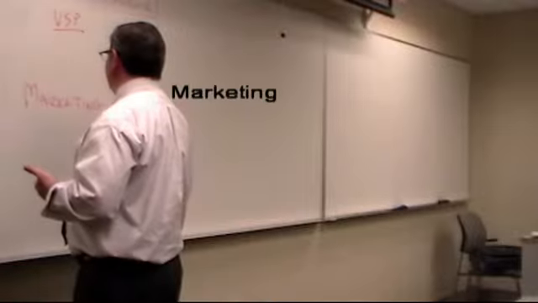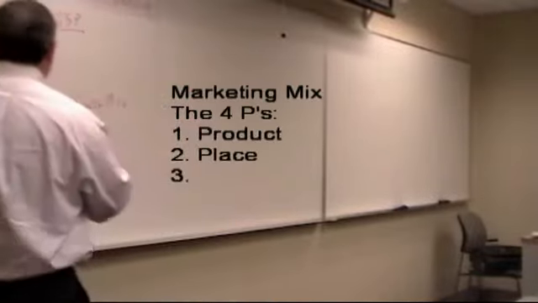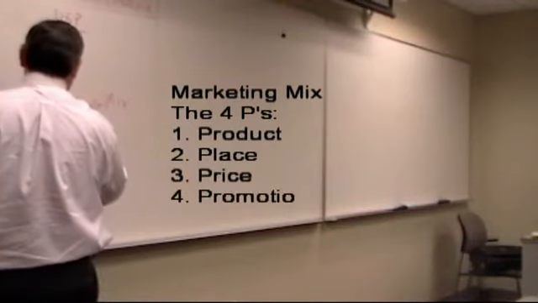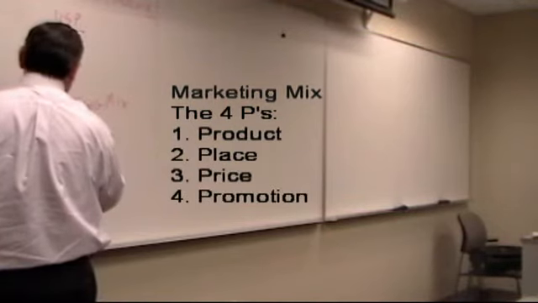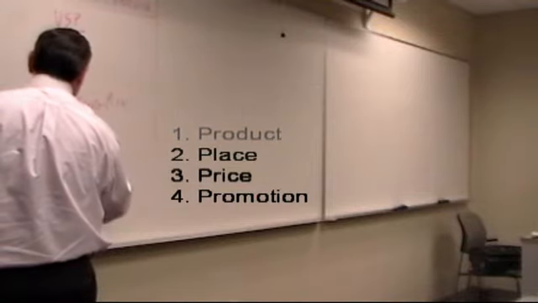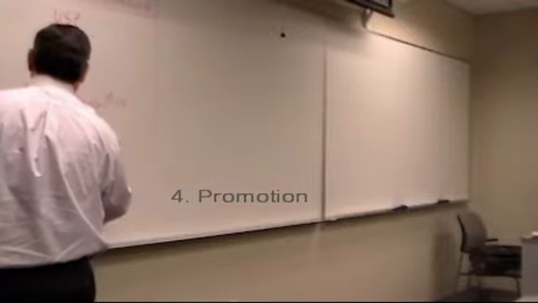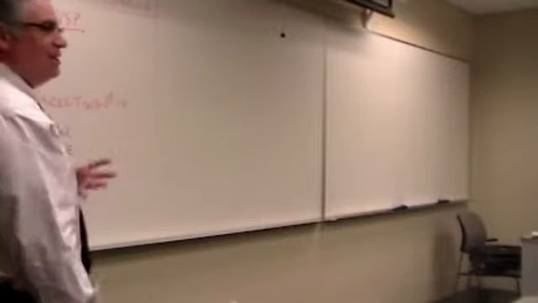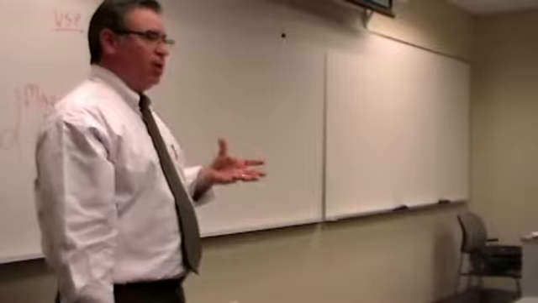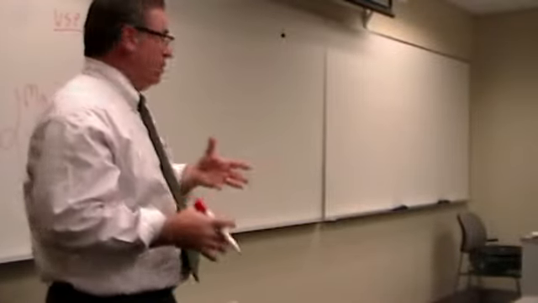4 P's. We forgot one. Which one did you forget? Place. Price. Place, price, product, and promotion, right? Okay. So those are 4 P's. That's the marketing mix. So at a minimum, you have to at least cover that in your marketing plan. But of course, we go more than just the 4 P's in a marketing plan.